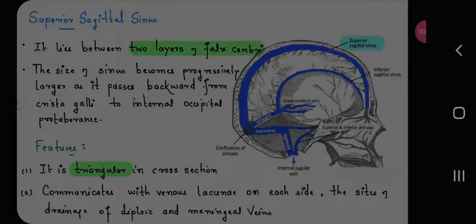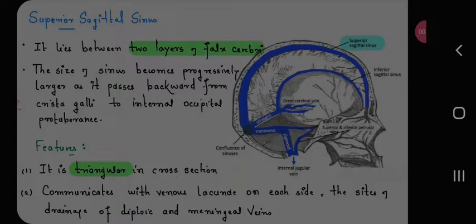Superior sagittal sinus, inferior sagittal sinus, straight sinus, great cerebral vein of Galen, transverse sinus, sigmoid sinus, confluence of sinuses, internal jugular vein, superior and inferior petrosal sinuses.